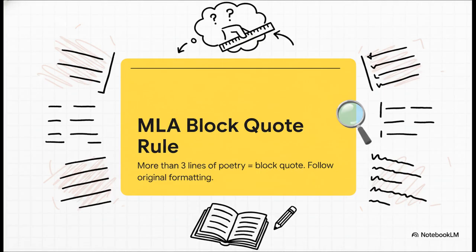Before we fire up this heavy machinery, we need to establish a factual law of the writing universe, the MLA block quote rule. Standard MLA dictates that when quoting more than 3 lines of poetry, you must format it as a block quote and strictly follow the original formatting of the poem. But actually, let me add a quick note here. For this specific class requirement, a block quote is triggered when you use more than 5 lines. Just keep that in mind.